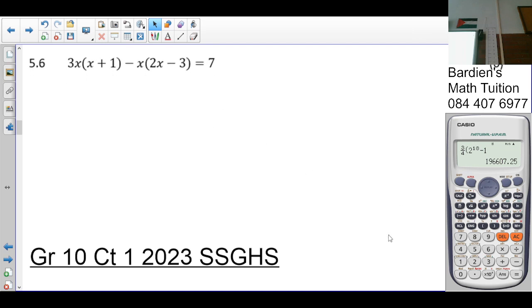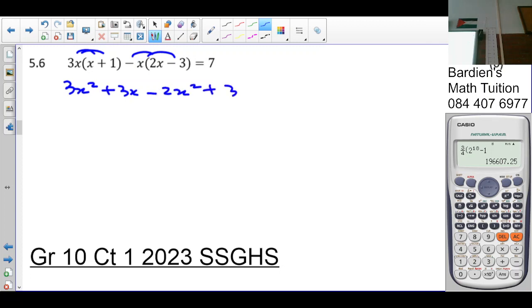Again, solve for x. So what do we do first? We get rid of the brackets. That gives me 3x squared plus 3x minus 2x squared plus 3x equals 0. Since it's a quadratic equation, how do I know that? The exponent of x is 2. Bring everything to one side. So it's going to give you 3x squared minus 2x squared is x squared, 3x plus 3x is 6x, minus 0 equals 0.